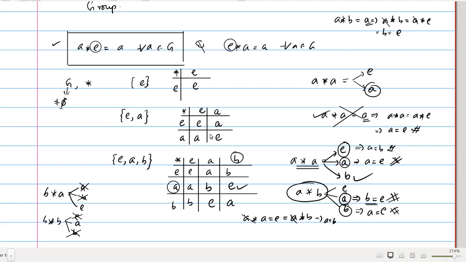In the next class, we will discuss the other section, section 5, the subgroups of a group.